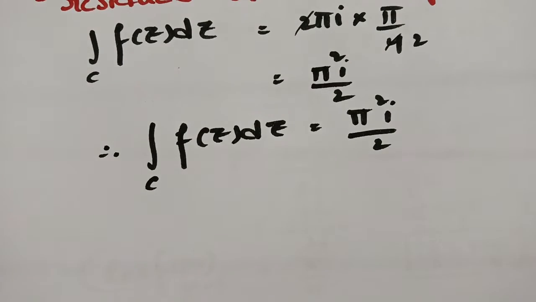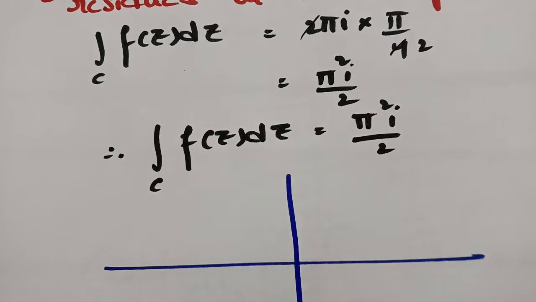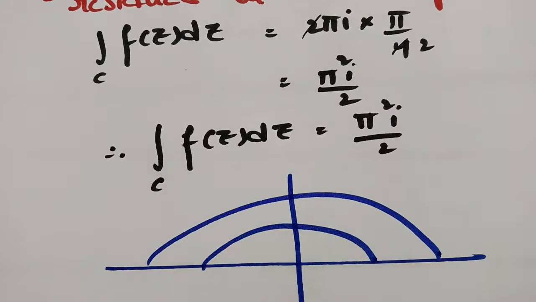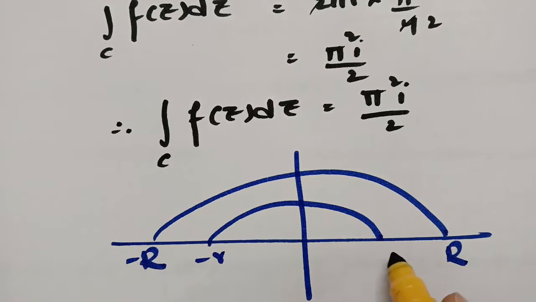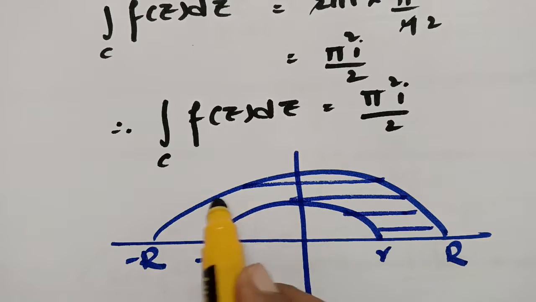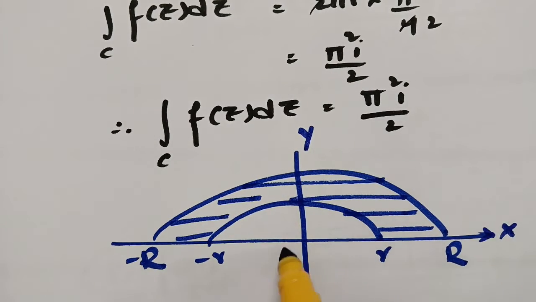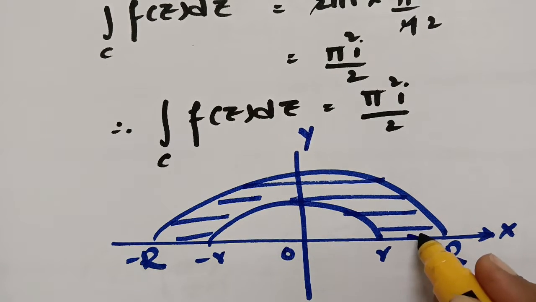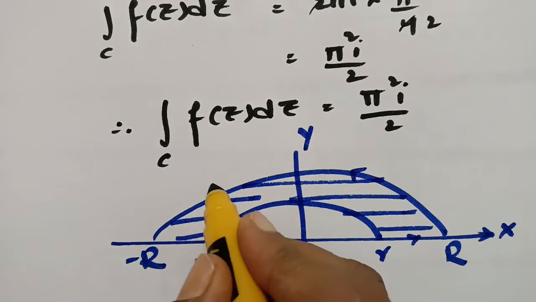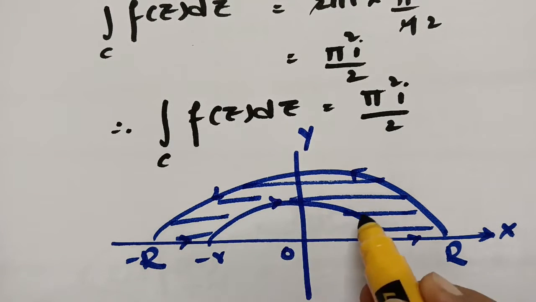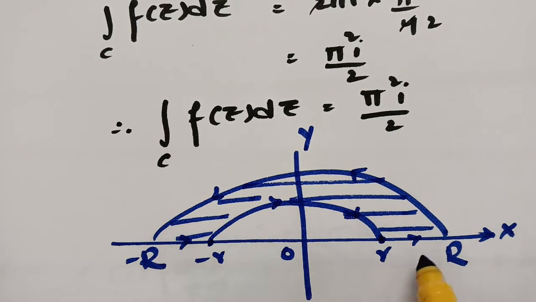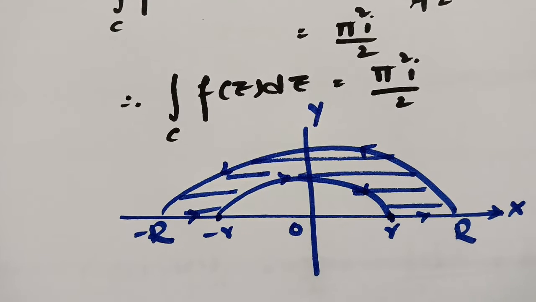See here, what is our C here? C is nothing but a closed contour. If you see, this is minus r and this is plus r. This is minus small r and this is plus r. So this is our closed contour. This is the y-axis and this is the x-axis. This is 0. So the direction here starts and ends up like this, coming to the point small r. So here this is our closed contour.